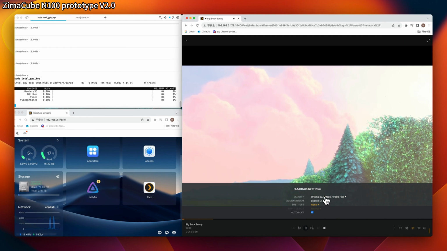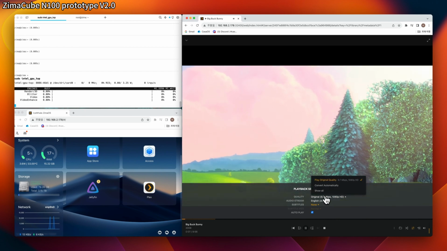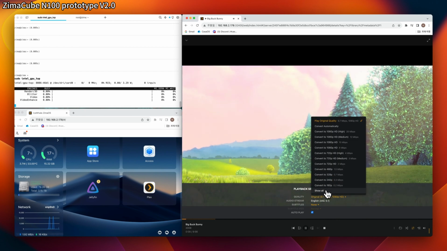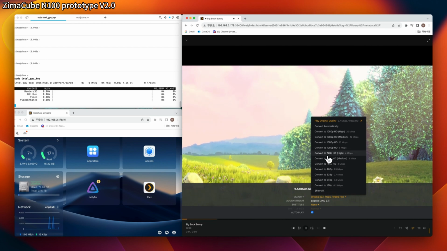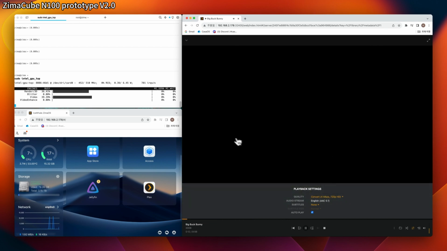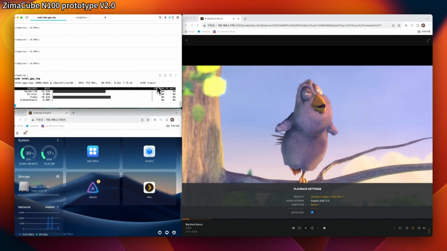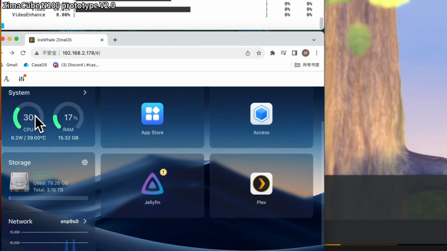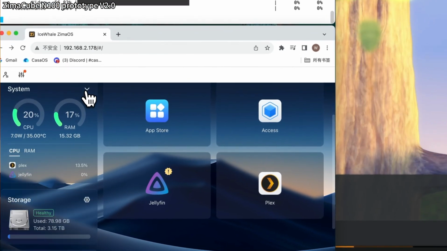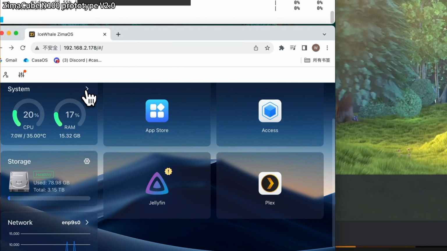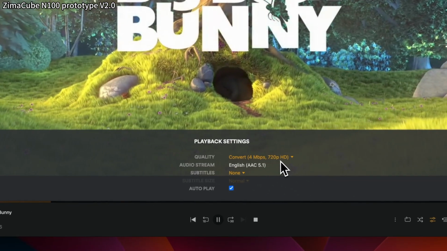As we transcoded the video into 720p format at 4 MB per second, the GPU immediately activated and assisted in the transcoding process. Simultaneously, the CPU utilization remained within normal working parameters without reaching maximum capacity.